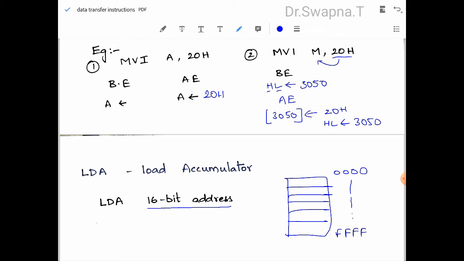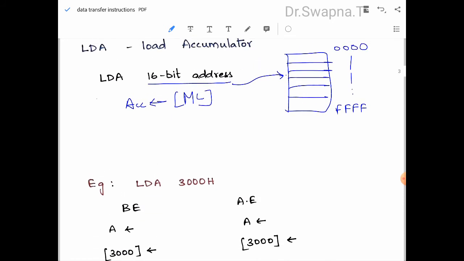Assume that here you have given some address like this. The content of the memory location specified by the 16-bit address in the operand is copied to the accumulator register. Whatever may be the content of the memory location, it gets copied into the accumulator register. And the content of the source is not altered. Source means the content of the memory location will not get altered.